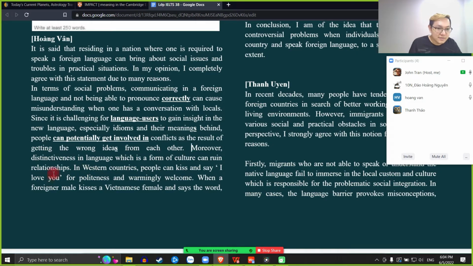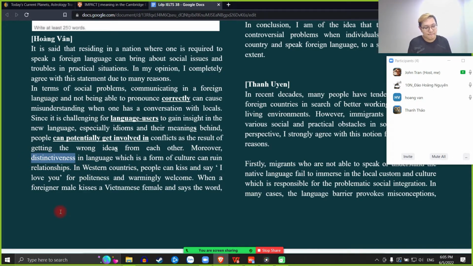Moreover, distinctiveness in language. You mean difference, right? Miss One, did you mean differences? Differences, you mean that one, right? Doctor? Yes, that's right. Okay, but distinctiveness doesn't sound natural.